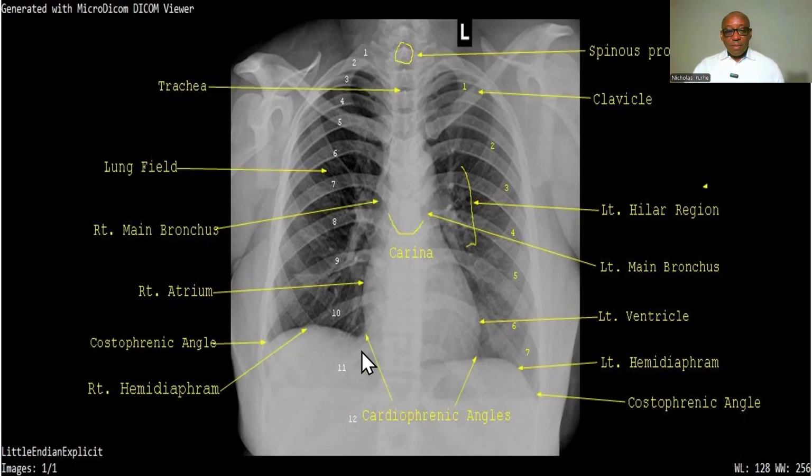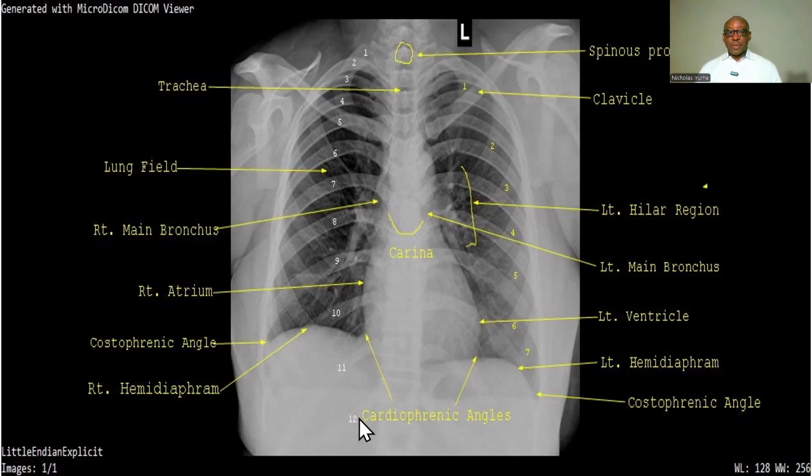The 11th and the 12th ribs are the floating ribs. On the anterior ribs, if we look at the left side of this radiograph, we have first anterior rib, second, third, fourth, fifth, sixth, and seventh.